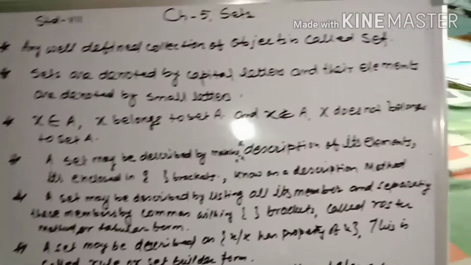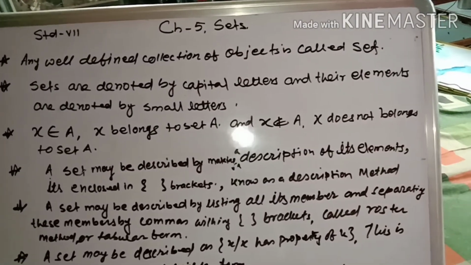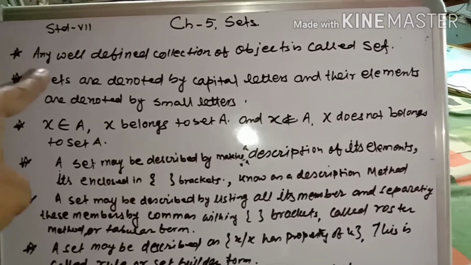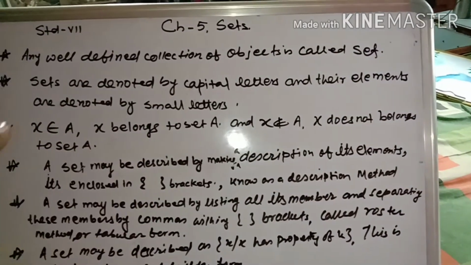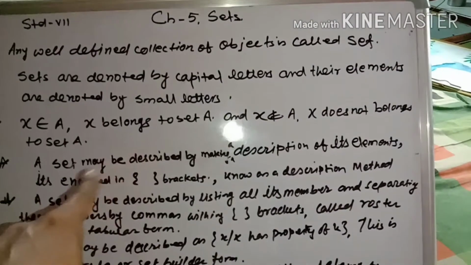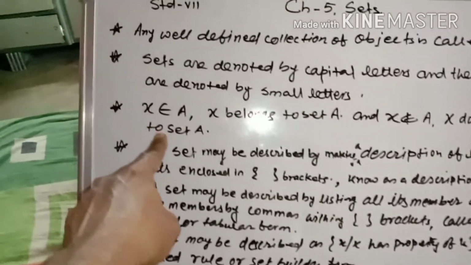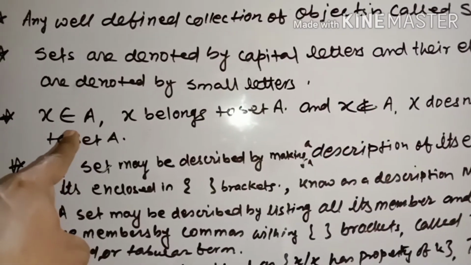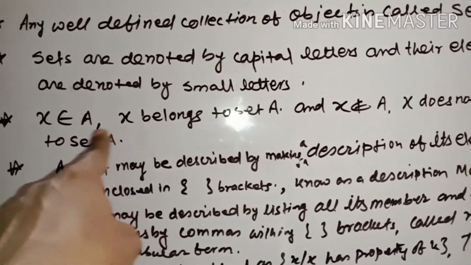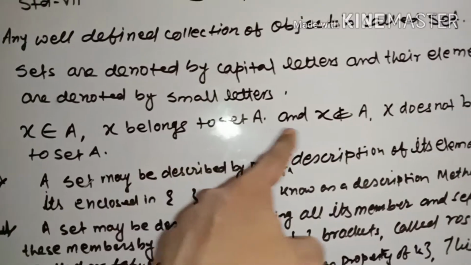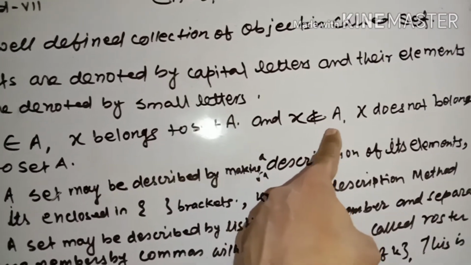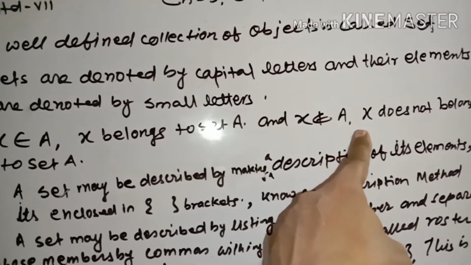Now we have to solve a few sums. Please see it carefully. These are the few points. A well-defined collection of objects is called a set. Sets are denoted by capital letters and their elements are denoted by small letters. Now see this one. X belongs to A means this sign is known as belongs to set A, and this sign does not belong to means X does not belong to A.